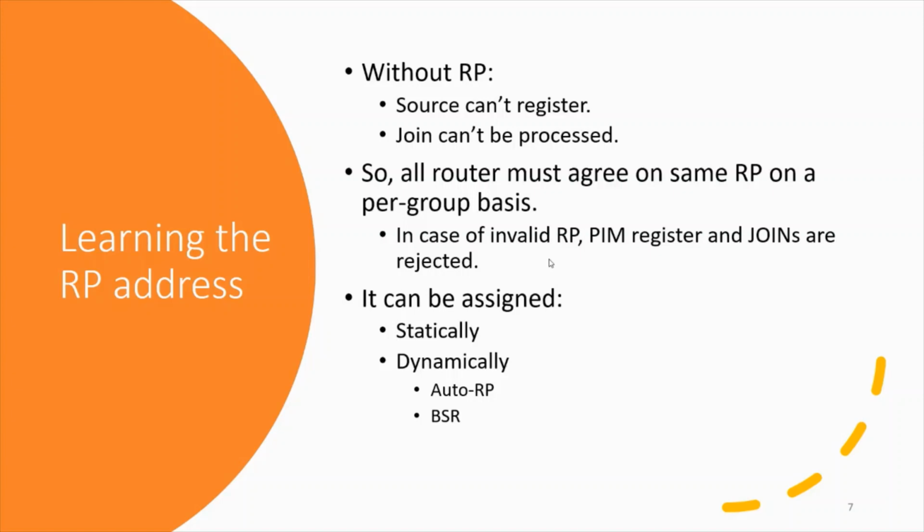So to mitigate this issue, all the routers must agree on the same RP address for a specific group. If the RP address is different in different devices, then the PIM register and the PIM join messages are discarded or rejected. We can configure RP addresses in PIM sparse mode statically or dynamically. There are various ways, which are Auto-RP and the BSR, the bootstrap router, which we are going to discuss in a later section.